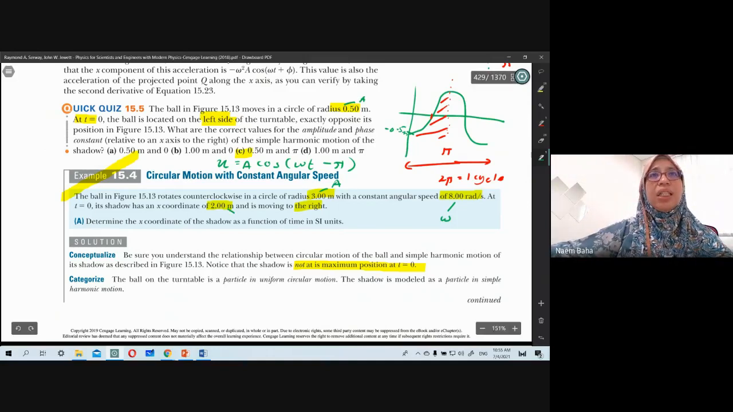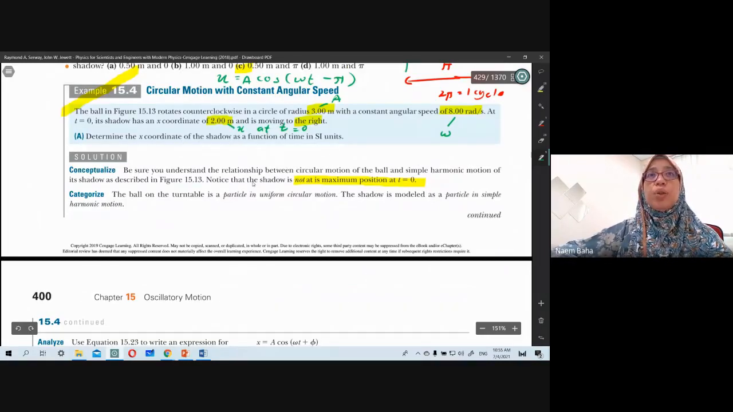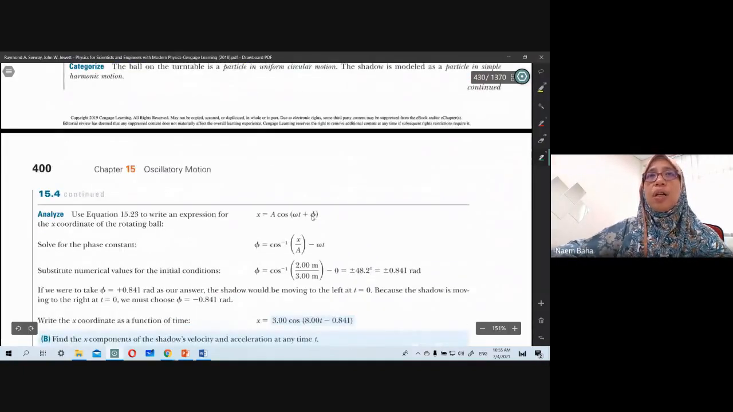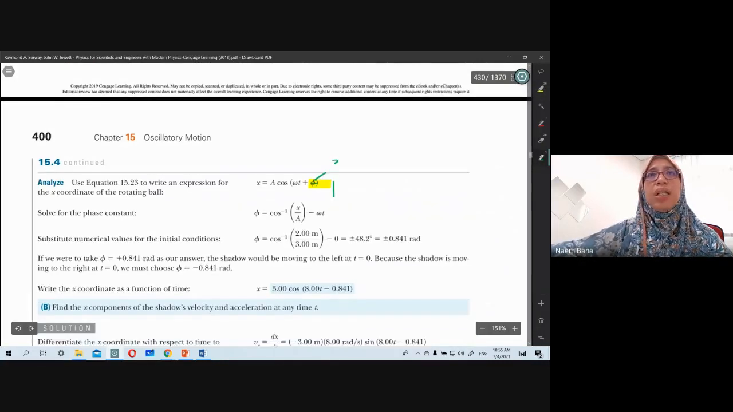And what is this? This is x at t equals 0. So determine the x coordinate as a function of time. So they want the equation. Notice that the shadow is not at the maximum position, which 2 is not 3. It's supposed to be 3, but it's 2. So in this sense, there is phi. Therefore, let's find this phi. How much is this? So what is the technique?